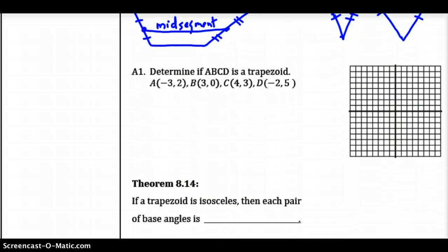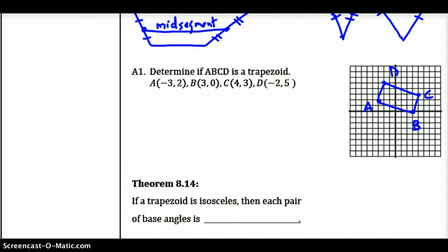One of our skills is being able to plot points and determine some features that will distinguish it as a quadrilateral. So -3, 2; 3, 0; 4, 3; and -2, 5. So here's my A, B, C, and D. We'll connect them in this fashion, and we're supposed to show that it's a trapezoid.